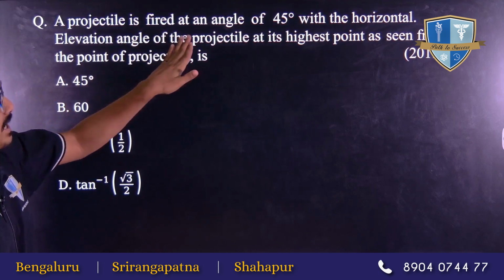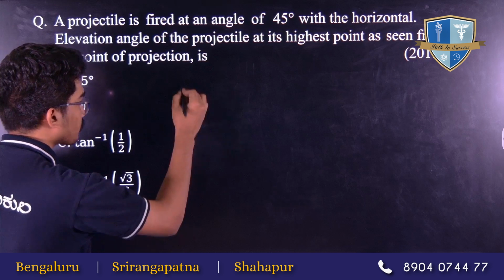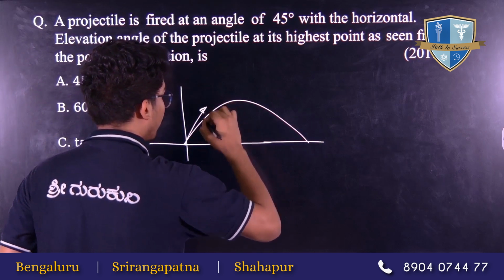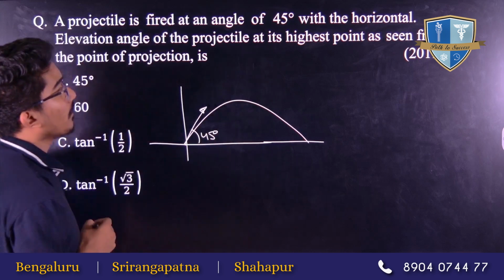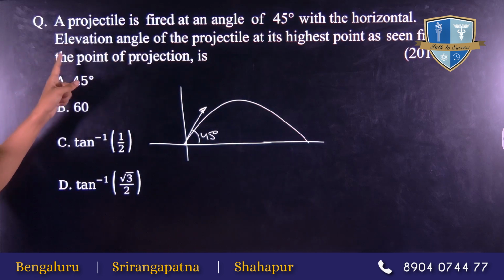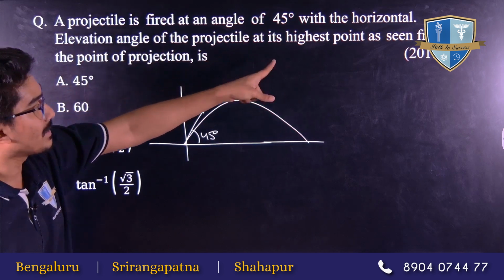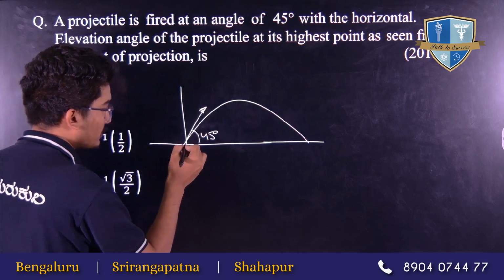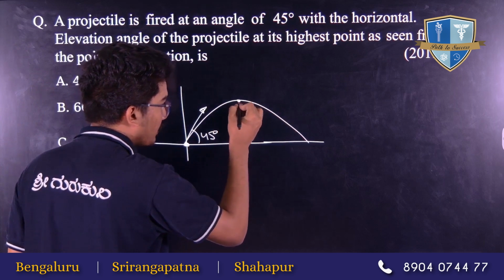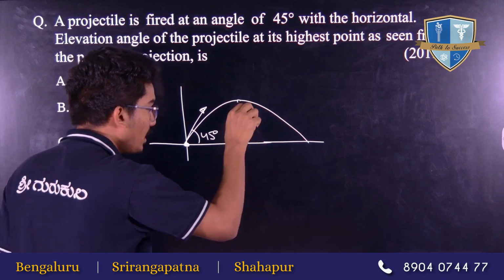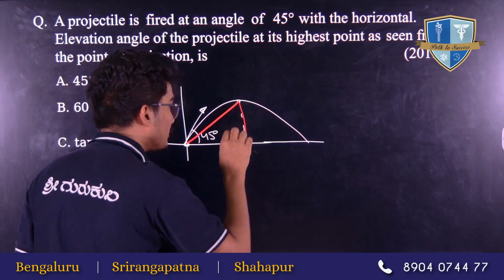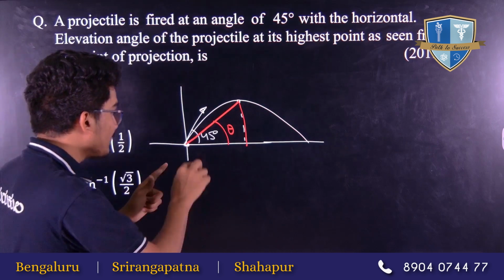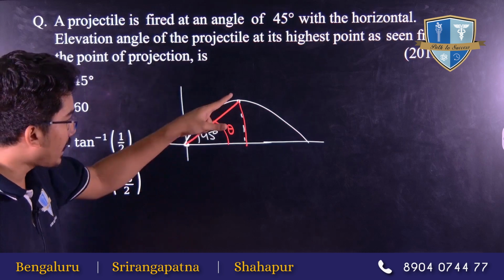A projectile is fired at an angle of 45 degrees. Let's make a projectile. It has been fired at an angle of 45 degrees with the horizontal. The elevation angle of the projectile at the highest point as seen from the point of projection. So this is our point of projection and this is the highest point. What is the angle of elevation? The angle of elevation is found by directly connecting these 2 points. This angle theta will be our angle of elevation. The projectile angle is different and the angle of elevation is different.